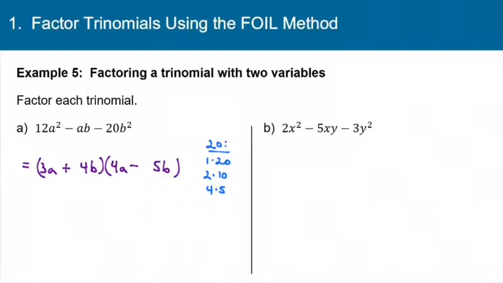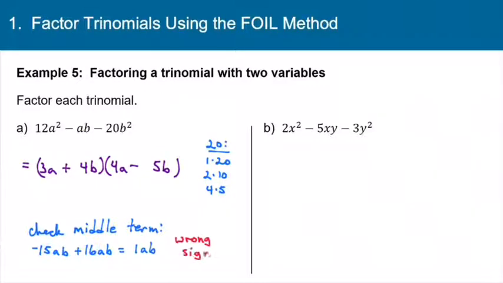Now let's check our middle term. For outer times outer, we're going to get negative 15ab. For inner times inner, we're going to get positive 16ab. Negative 15 plus 16 gives us positive 1, so we'll end up here with positive 1ab. We needed it to be negative 1ab. So again, the sign is wrong.